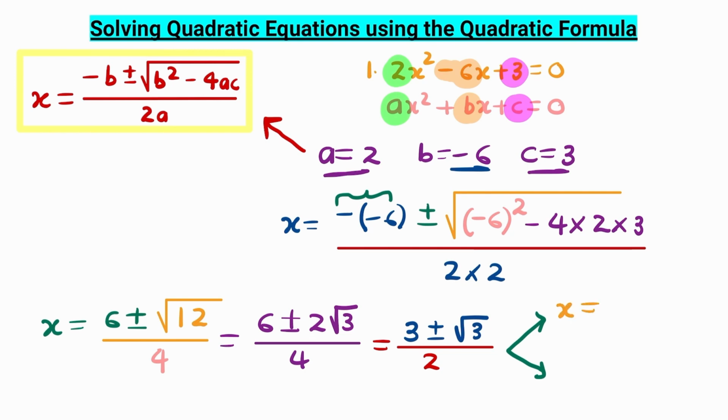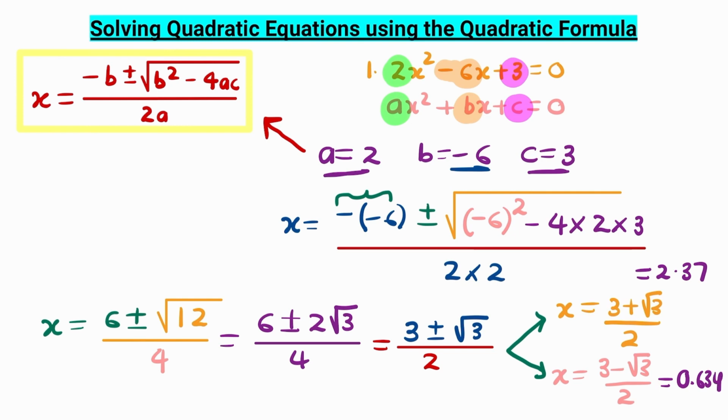X equal to 3 plus square root of 3 over 2, or the other solution, x equal to 3 minus square root of 3 over 2 for the other solution. We can also keep this as decimal values. In the first solution, x will be equal to 2.37 when rounded to 3 significant figures. And in the second solution, x will be equal to 0.634 when rounded to 3 significant figures. These are the final answers.